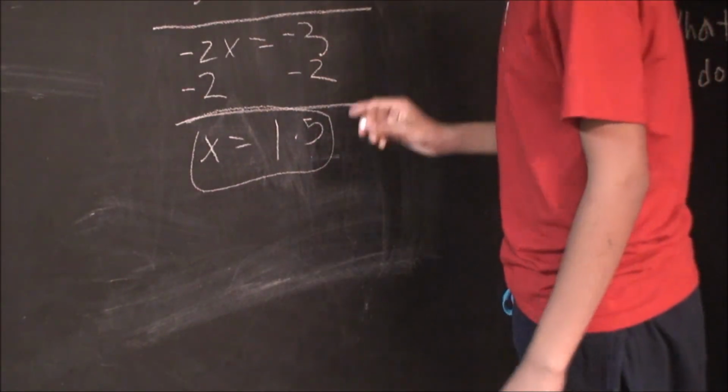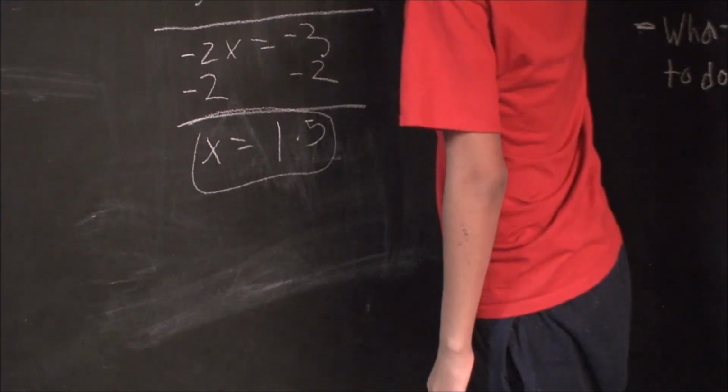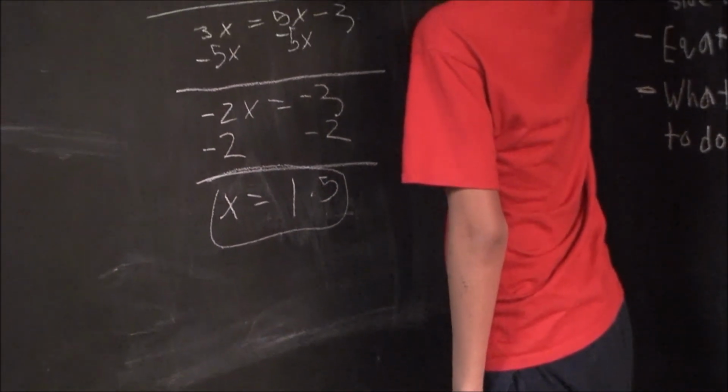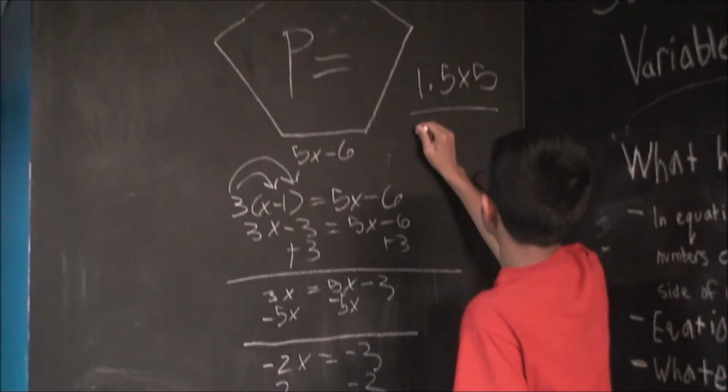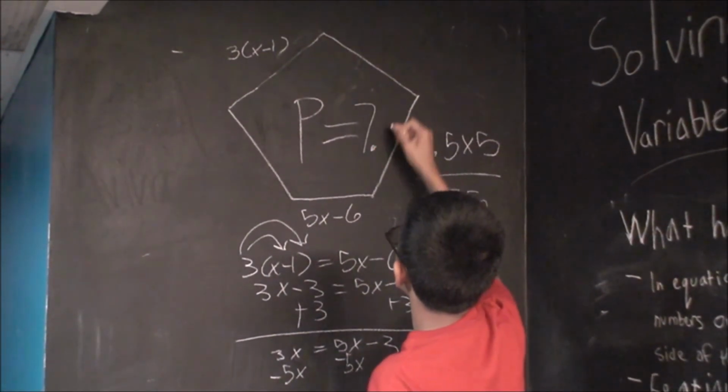Now we're not done yet. Since there are 5 sides of the pentagon, you have to do 1.5 times 5, which will give you 7.5. So our answer is 7.5.